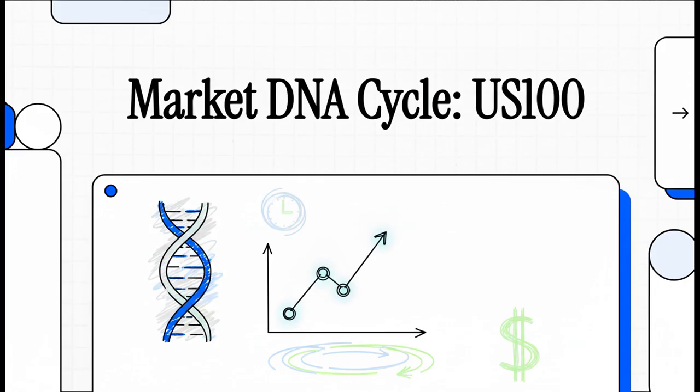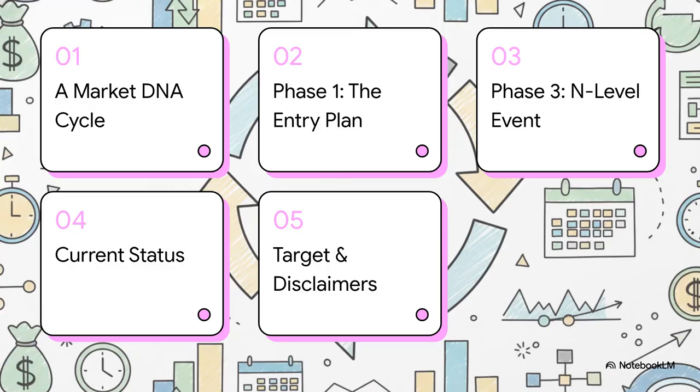Okay, let's dive in. So here's our game plan for today. We'll start with a quick look at the specific cycle we're observing. Then we'll move through the key documented events. First up is the initial entry plan, which is known as Phase 1. That's followed by a significant event they label as Phase 3. After that, we'll check in on the cycle's current status, and we'll wrap it all up with the final target and some really important disclaimers.